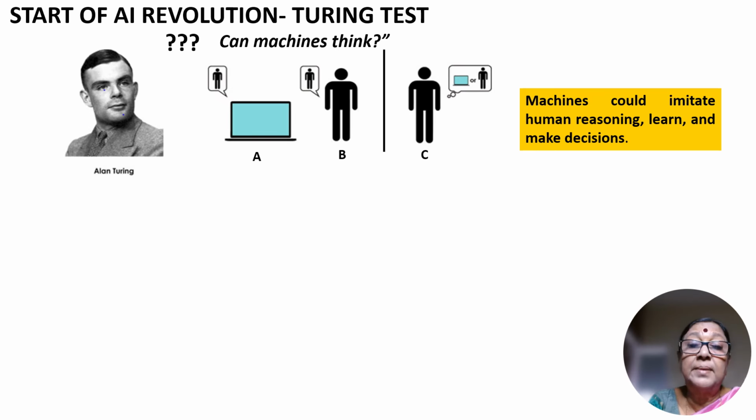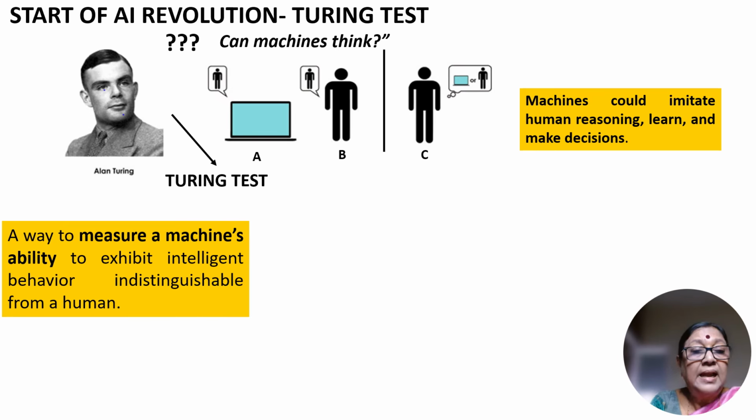Remember, it was as far back as 1950. And he came up with something called the Turing test. The job of the Turing test is to measure the ability of the machine to exhibit intelligent behavior such that the behavior is indistinguishable from what humans do. So the machine's behavior cannot be differentiated from human behavior. This is what he proposed the Turing test to do.